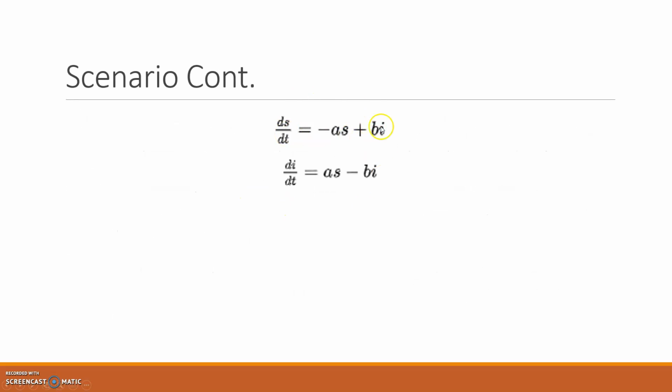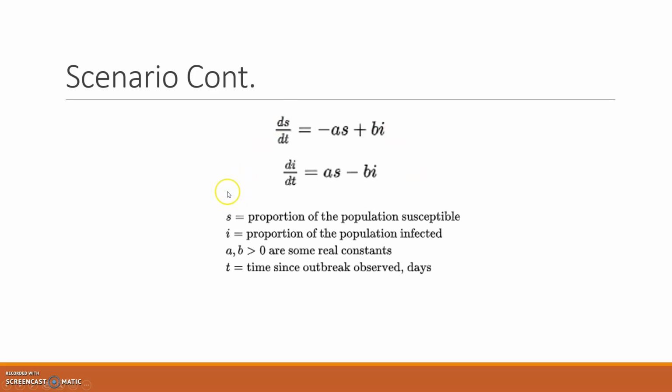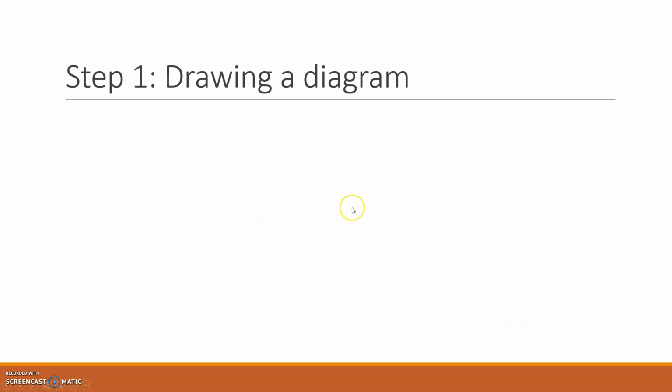So here are the differential equations that we are given, where S is equal to the proportion of the population susceptible, I is equal to the proportion of the population infected, where A and B are greater than 0 and are some real constants, and T is the time since the outbreak was observed in days. And then S and I are just some proportions that are between 0 and 1.